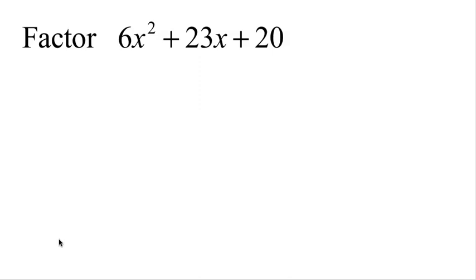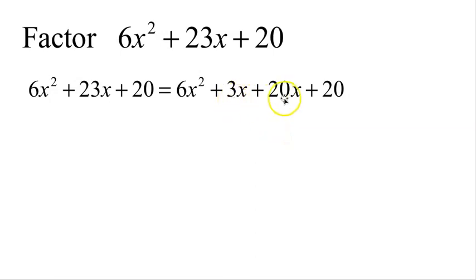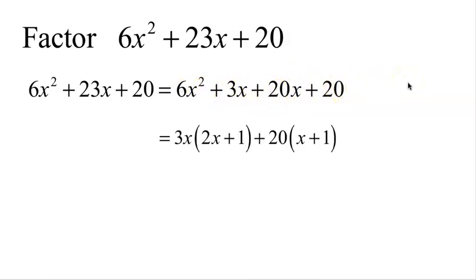it works. The first thing I tried was 3x plus 20x. Well, if that's the case, I can factor 3x out of these 2 guys, and I can factor 20 out of those 2 guys. What does that leave me? 6x squared divided by 3x, 2x. 3x divided by 3x is 1. So 3x times 2x plus 1 plus factor out the 20. 20 times x plus 1. The things in the parentheses are different. If that happens, the strategy is incorrect.